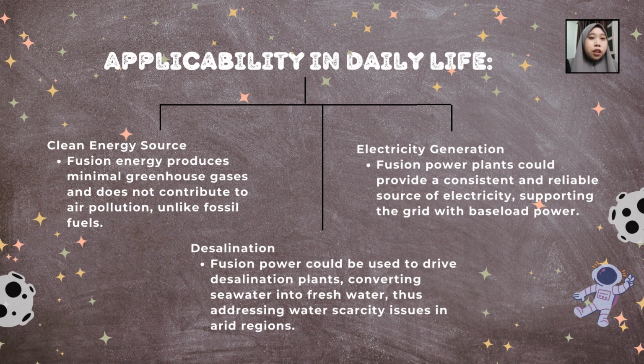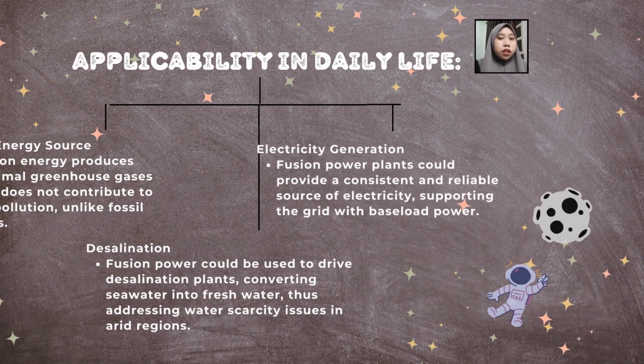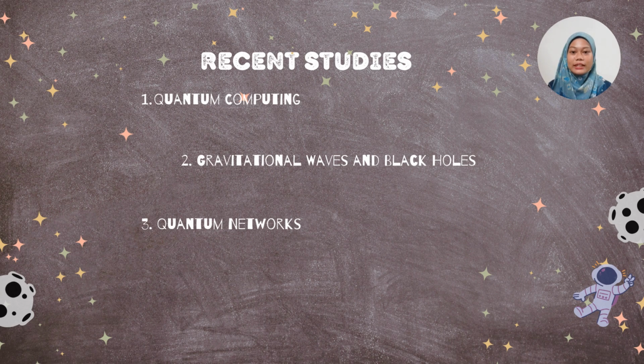Electricity generation: fusion power plants could provide a consistent and reliable source of electricity, supporting the grid with baseload power. Desalination: fusion power could be used to drive desalination plants, converting seawater into fresh water, thus addressing water scarcity issues in arid regions. Next, recent studies in modern physics have made significant strides in presenting complex concepts in more accessible and engaging ways, covering areas from quantum computing to the mysteries of the cosmos.